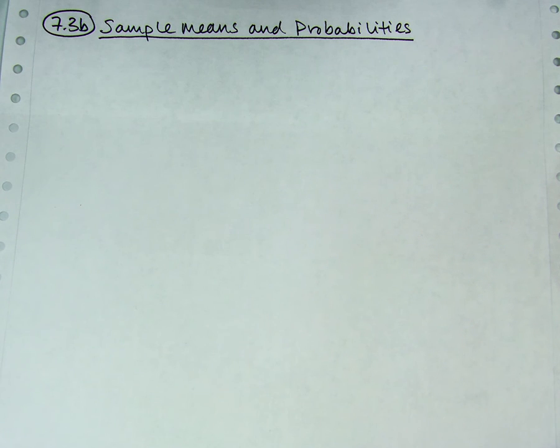Hello, stats class. Here's lesson 7.3b, which is about sample means and probabilities. So I guess it's getting a little predictable lately.